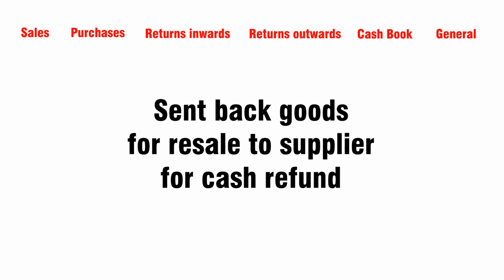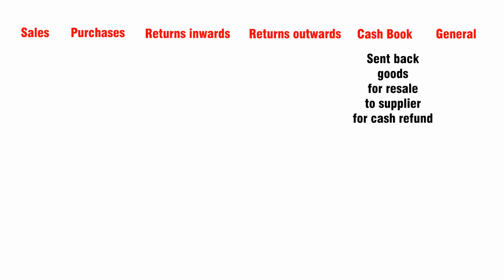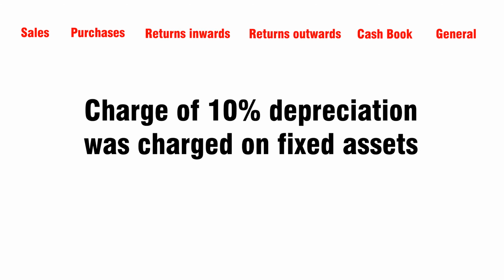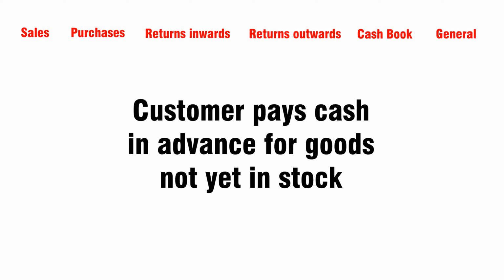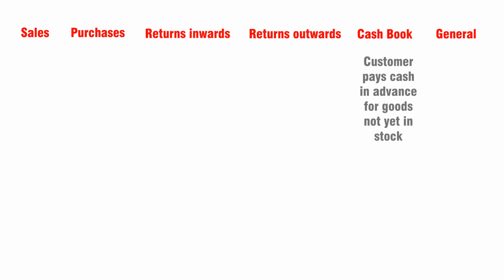Sent back goods for resale to supplier for cash refund. Cash book. Charge of 10% depreciation was charged on fixed assets. General journal. Customer pays cash in advance for goods not yet in stock. Cash book.